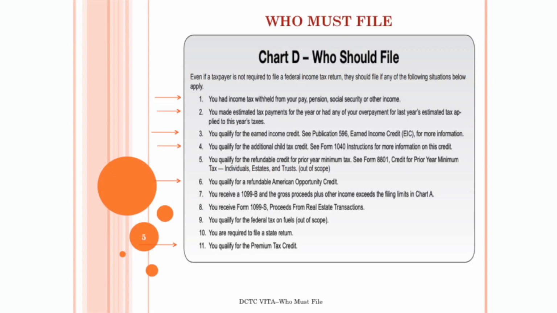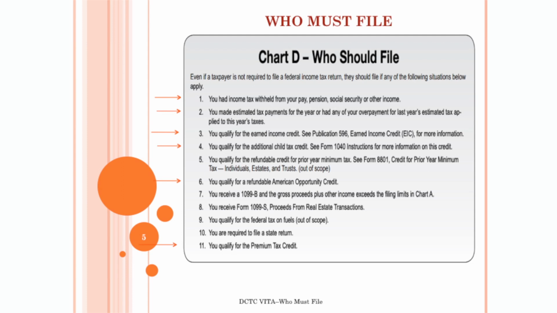In this segment, let's just look at chart D before we move on. Chart D says who should file. If a taxpayer is not required to file a federal income tax return, they should file if any of the following situations apply. Once again, I have arrowed a couple of things. Number 1, they had income tax withheld from their pay, their pension, Social Security, or other income. Number 2, you made estimated tax payments for the year or had any of your overpayment from last year's estimated taxes applied to this year's taxes.